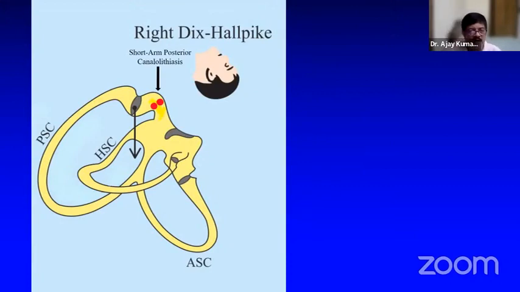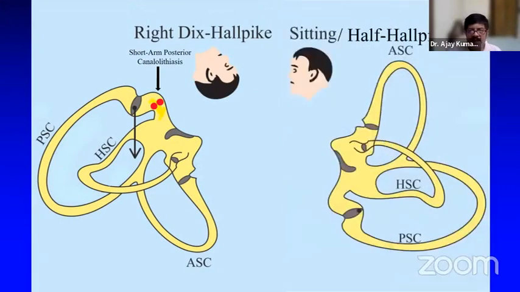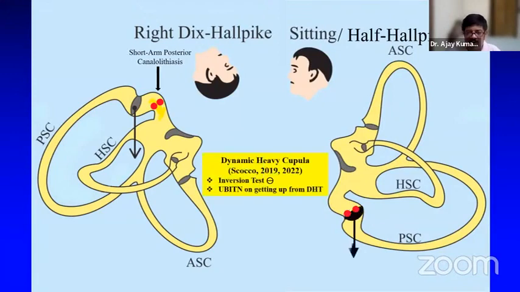So that right Dix-Hallpike position, which is shown here, this is the short arm having the free-floating otoconial clot shown in red here. As the patient is taken up to the sitting position or the half Hallpike position, the otoconia fall on the utricular side of the cupula, and this is a dynamic heavy cupula, which I was talking about. The inversion test is negative and you get upbeating ipsitorsional nystagmus on getting up from the Dix-Hallpike test. And recently, in one of the papers by Ji-Soo Kim, they have done an augmented half Hallpike test.